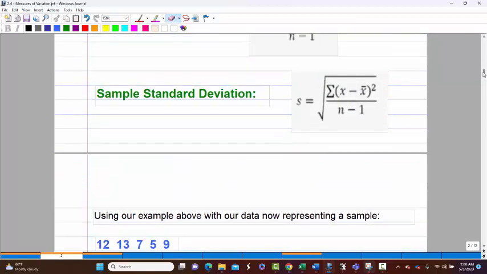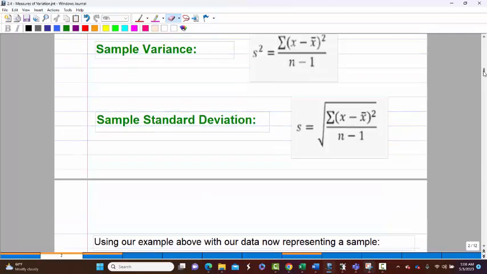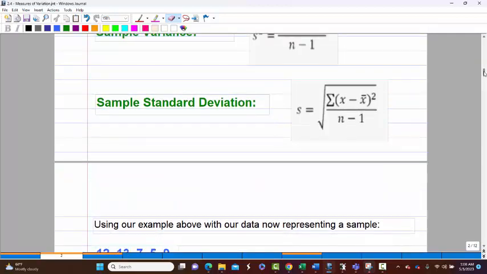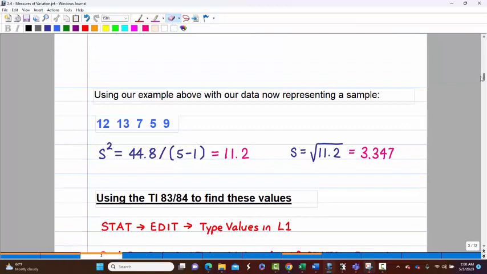Now, taking the data we had in the last example, it's the same squared deviation. If you wanted the sample variance, the only difference is we would take that 44.8, and instead of dividing by 5, we would divide by 5 minus 1, which is 4, and we get 11.2. The standard deviation is always the square root of variance. So if S squared is your sample variance, S will be the sample standard deviation, the square root of 11.2, which is 3.347.